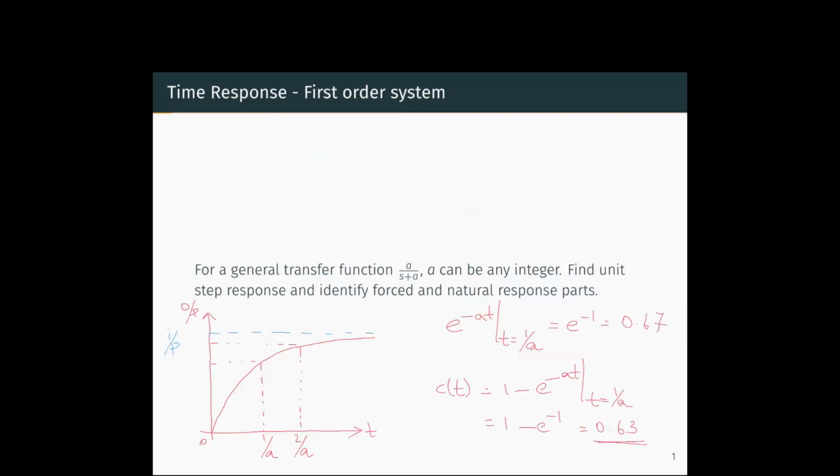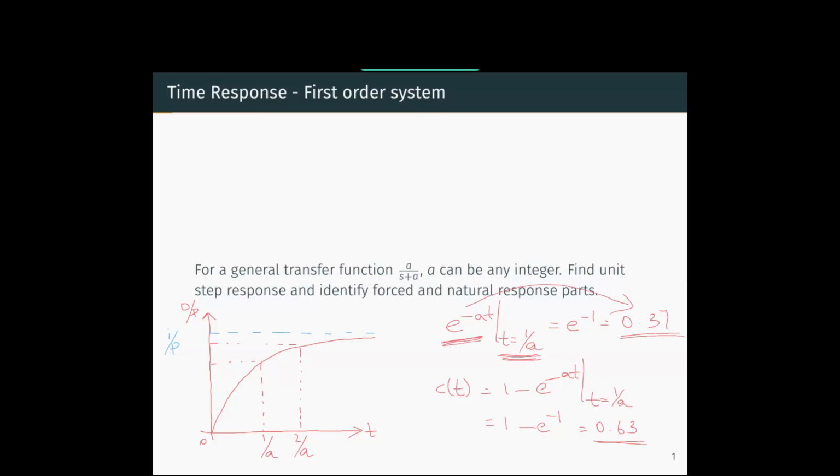The first definition of time constant is the time taken for e raised to minus at to decay to 37% of its initial value. So for e raised to minus at, the time taken is t equal to 1 by a.